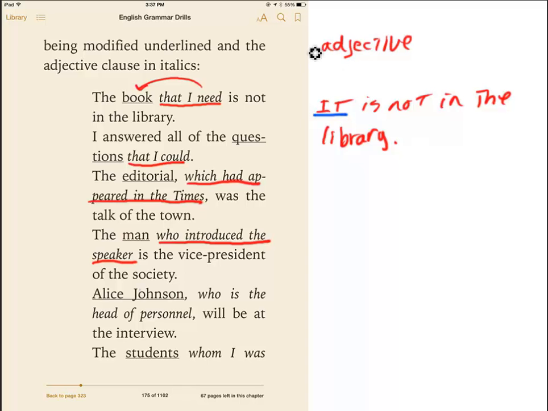Therefore, it's acting as an adjective. This is a dependent clause that's acting as an adjective. It's a clause because it has the verb and the subject both. Okay, let's go ahead, and I'm not going to write them all down, but I am going to point them out to you. I answered all of the questions that I could. I is the subject, could is the verb, which had appeared in the Times. Had appeared in the Times, okay. Who introduced the speaker? Introduced, okay, the speaker, okay.